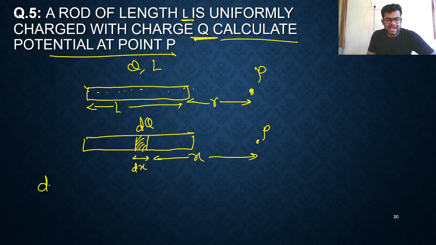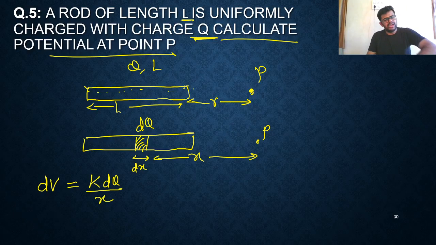So I know I can say due to this point charge the potential is dV. So dV is equal to kq by r, meaning k dq divided by x. Yeah, this much all of you got, right? But how to find the value of dq?